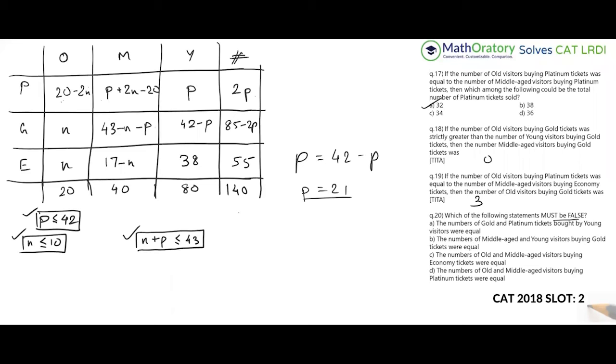So 5 plus 21 is less than or equal to 43. No problem here. So A is fine. Let me keep a check for this. So this is absolutely fine. Let's check the next option.